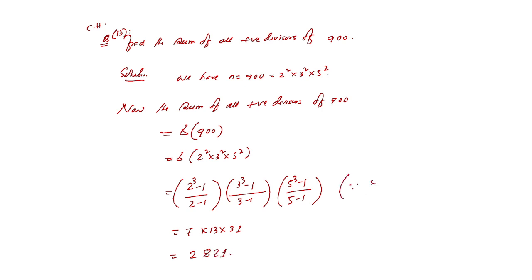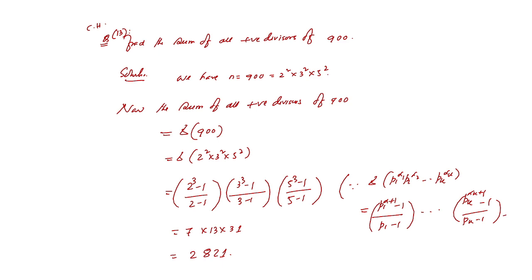Why? Since sigma of p1 to the power alpha 1, p2 to the power alpha 2, pk to the power alpha k, that is basically the product of (p1 to the power alpha 1 plus 1 minus 1) by (p1 minus 1), up to (pk to the power alpha k plus 1 minus 1) by (pk minus 1). So therefore the sum of all positive divisors of 900 is 2821. Okay, 2821. Thank you so much.